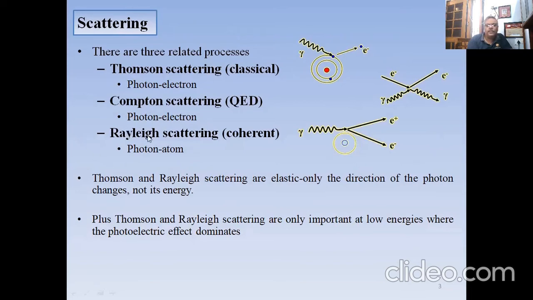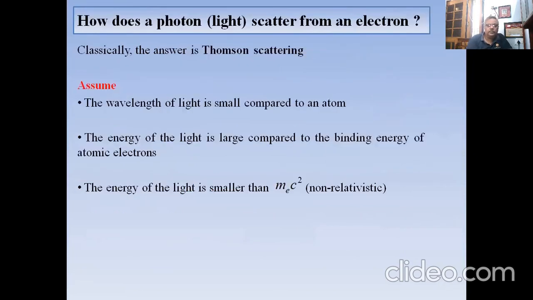The third is the Rayleigh scattering, which is a coherent scattering, and it involves interaction between the photon and the atom. That means the bound particles. The Thomson and the Rayleigh scattering are the classical phenomena, like we just saw, and are elastic only, in the sense that the direction of the photon changes and not the energy. If you are asked how a photon scatters, then the answer is Thomson scattering.